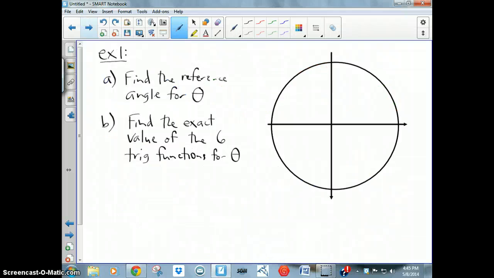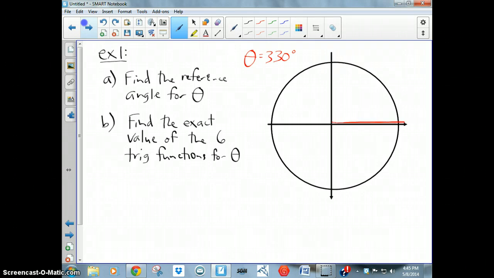Now let's do one problem. It's got two parts to it. A, find the reference angle for theta, and B, find the exact value of the 6 trig functions for theta. Well, first of all, what is theta? Well, I'm going to tell you theta is 330 degrees.